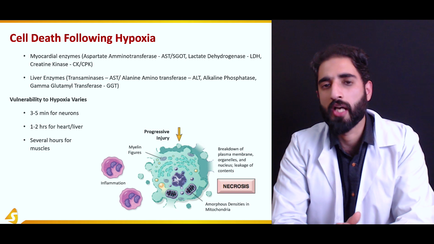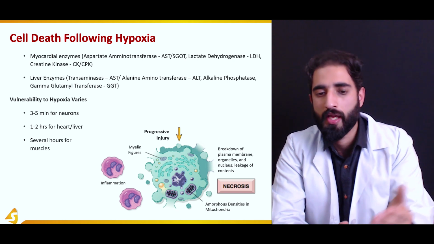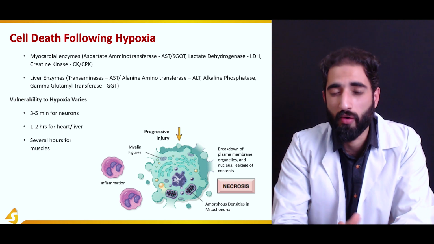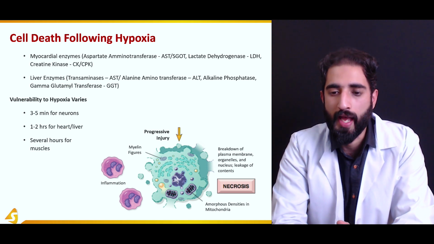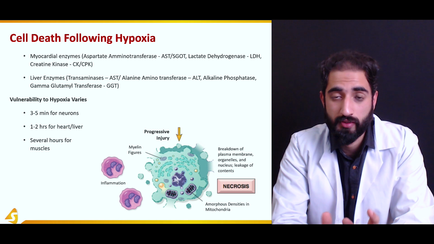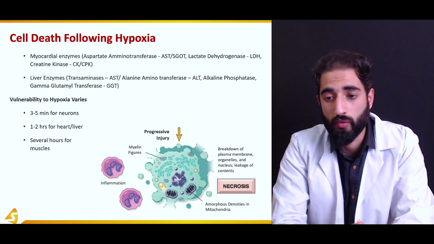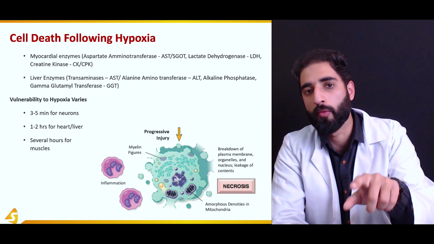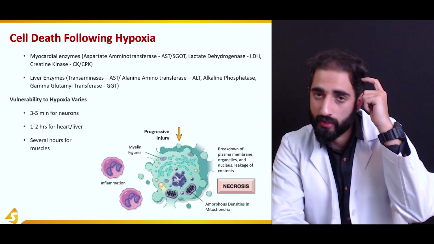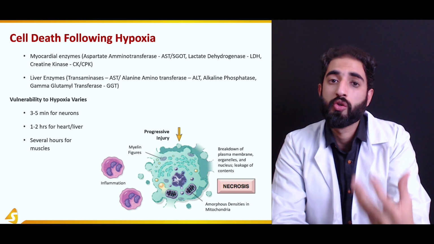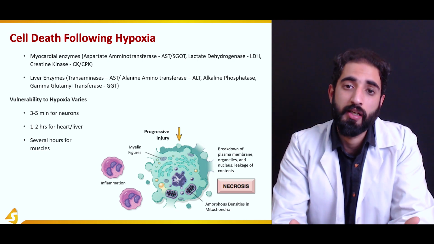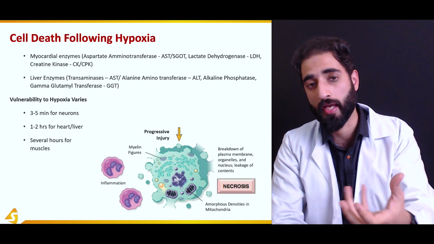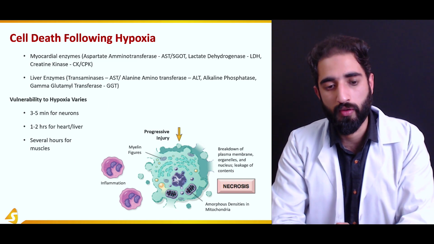So let's take the example of myocardial enzymes. Aspartate aminotransferase, also known as AST and formerly known as SGOT as well, and lactate dehydrogenase, very important and commonly used, LDH, and creatine kinase, CK and CPK. So elevated levels of these myocardial enzymes would show that a hypoxic cell injury resulting in cell death has occurred, and that can give you a diagnostic point of view.